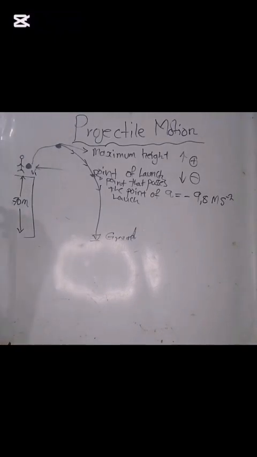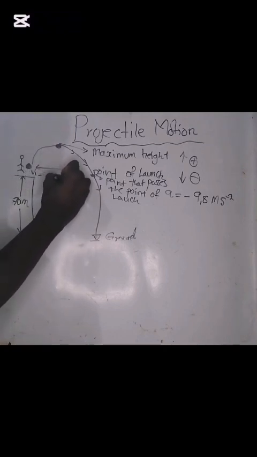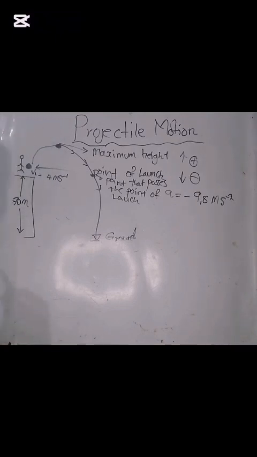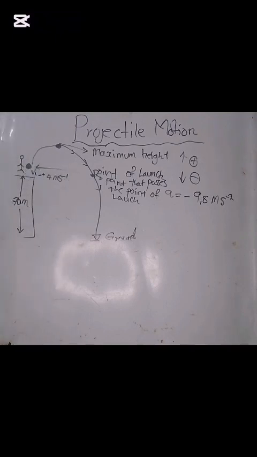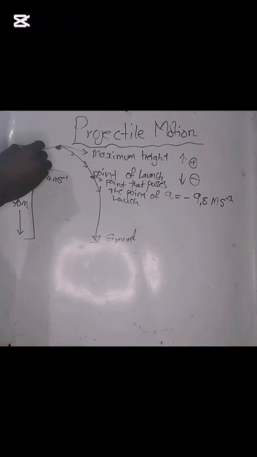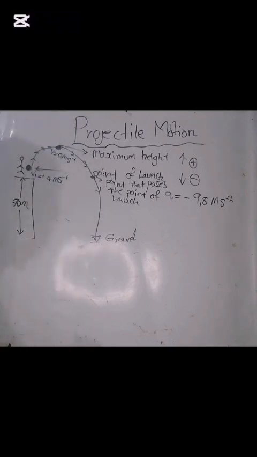So let's say, for example, this boy throws this ball upward with a velocity of 4 meters per second. First, we will choose this initial velocity to be positive because initially the boy decided to throw the ball upward. But what happened at the maximum height? The ball was going upward, but at the maximum height, it changed direction and started to move downward, which means at the maximum height the velocity will drop to 0 meters per second.